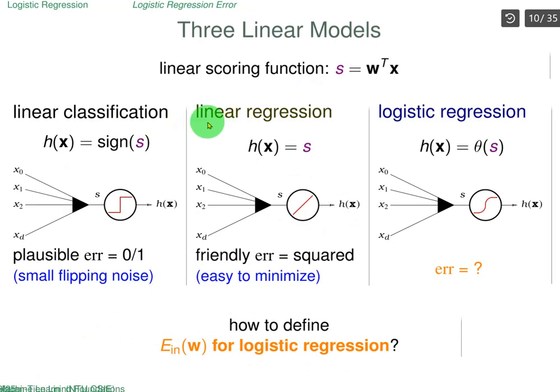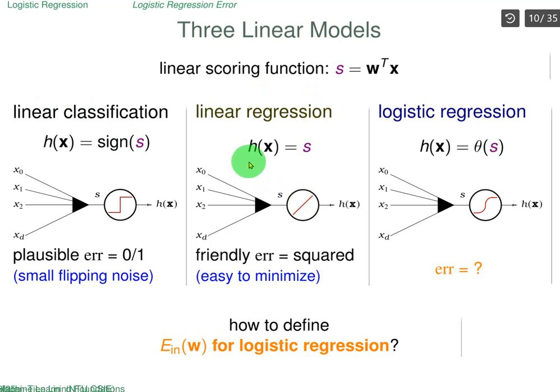Now let's take a look at three linear models, two of which we have already studied. Let's call this the linear scoring function of our input vector, the input features. So first, in linear classification, the type of hypothesis function we considered was in the following form: h of x equals sign of the linear score, where graphically we have different features summing and passing through some threshold function. And in this linear classification, we used the 0-1 error function, especially in the perceptron case.